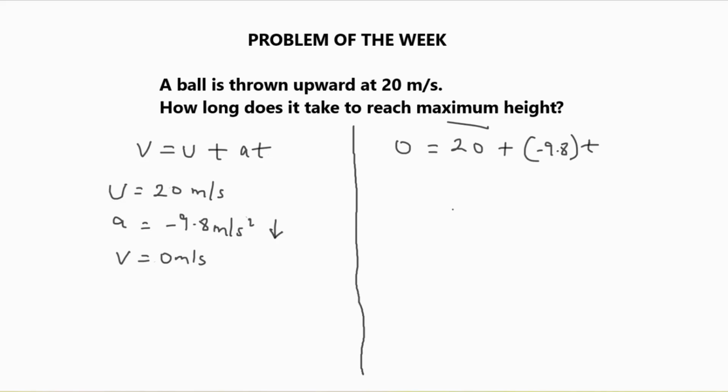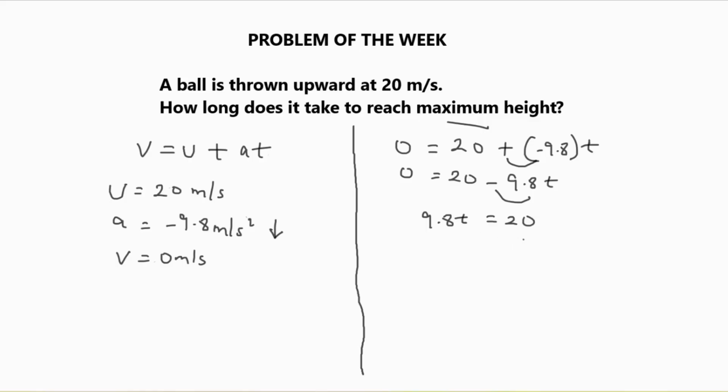So next we have 0 equal to 20. Now plus minus is a minus, so we have 9.8t. So what next? We collect like terms. So we move these to the right. So we now have 9.8t equal to 20.